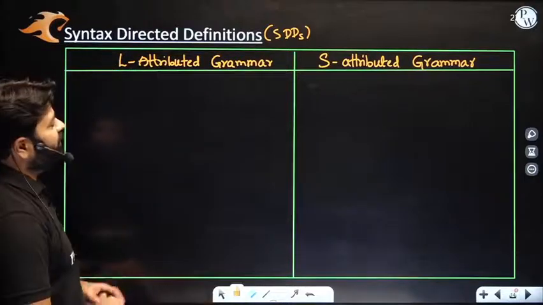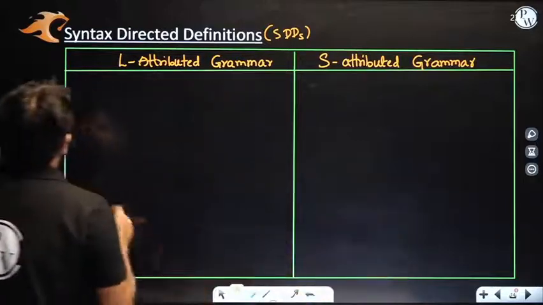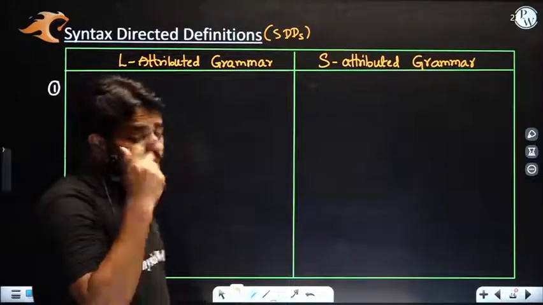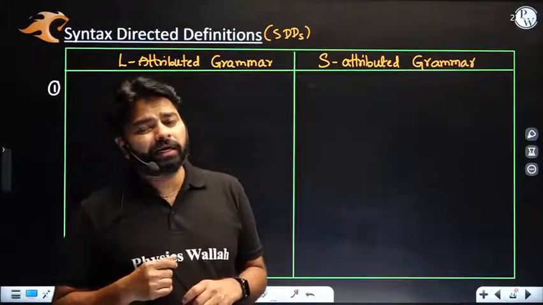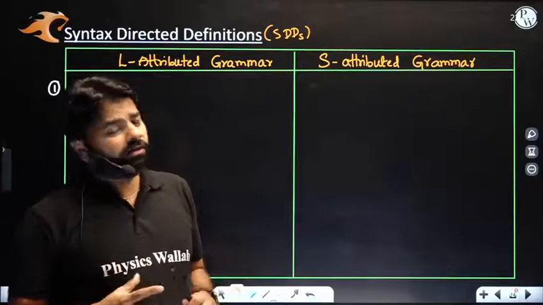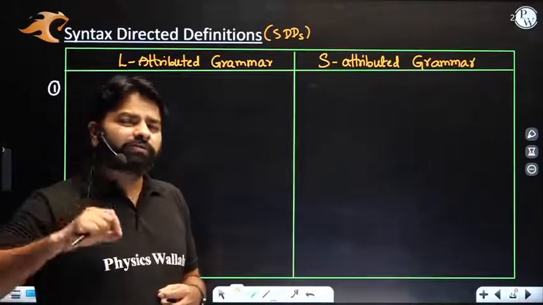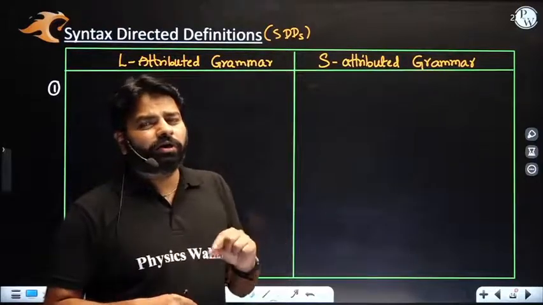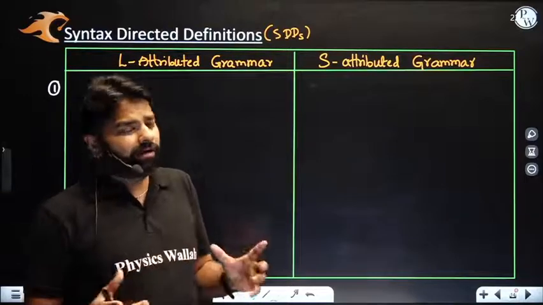Then what are the definitions for these two? The first point is how the attributes are used. Are you going to use the attributes directly or in a restricted way? Here, S-attributed grammar is so easy, where the attribute always follows the synthesized concept. That means at any place, if you want to compute, you have to depend on the children only.